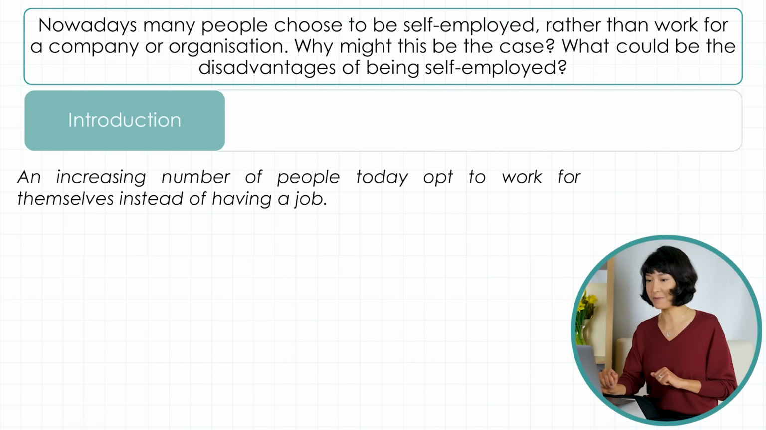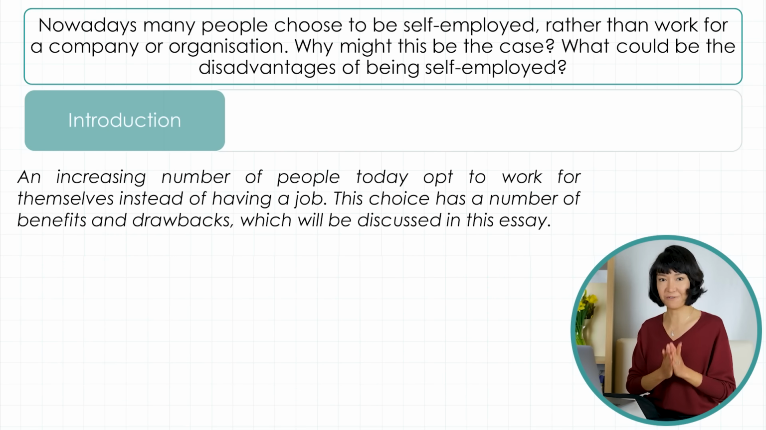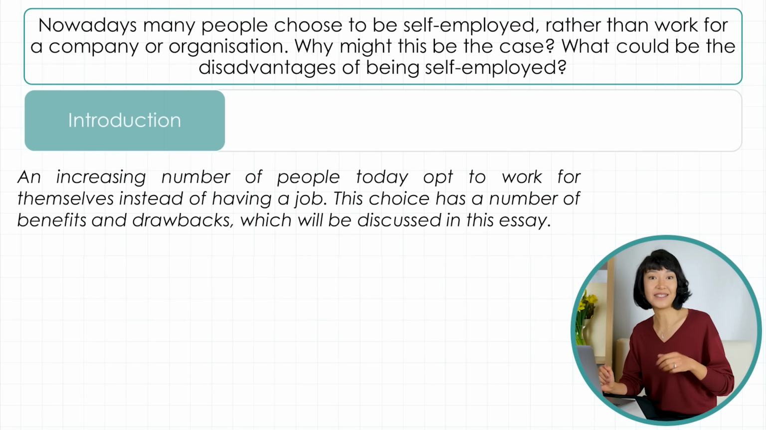No matter what type of question this is, what you must do in the first paragraph is outline the topic and your aims. So here is paragraph 1. An increasing number of people today opt to work for themselves instead of having a job. This choice has a number of benefits and drawbacks which will be discussed in this essay. Notice how paraphrasing is used. Look again at the question and how we can rephrase it. The first sentence is similar to the topic sentence.